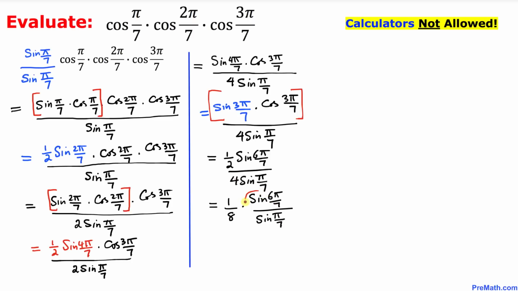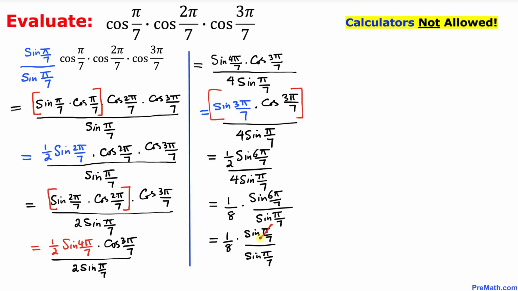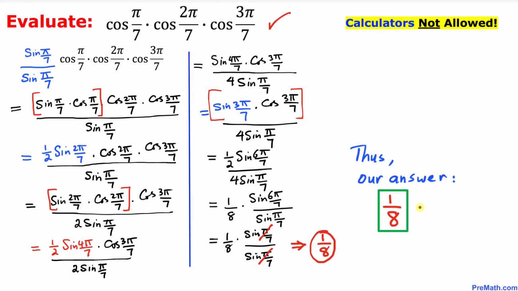Now let's focus on sine of 6 pi over 7. We manipulate it using the formula sine of theta equals sine of pi radians minus theta. After simplification, sine of 6 pi over 7 can be written as sine of pi over 7. So our fraction becomes sine of pi over 7 over 8 times sine of pi over 7. The sine of pi over 7 in the numerator and the denominator cancel each other out. So we end up with simply 1 over 8. Thus the value of this given problem turns out to be 1 over 8, and that's our final answer.